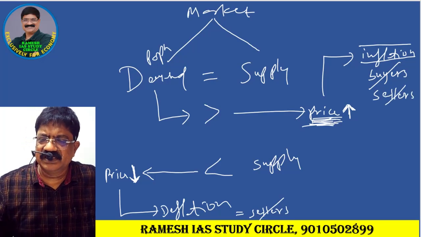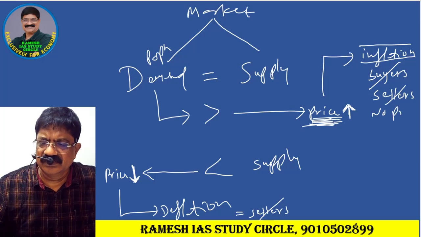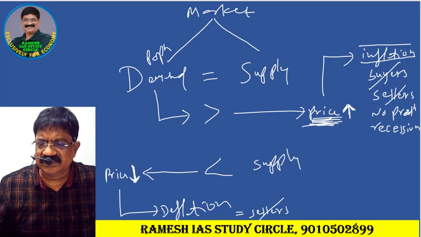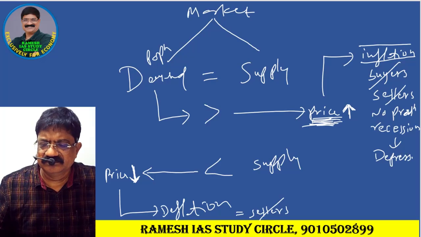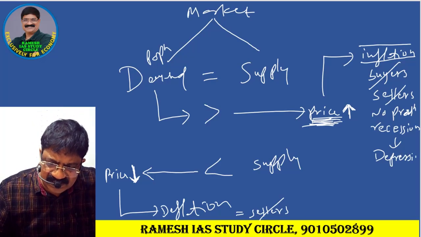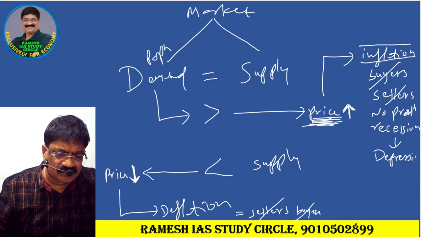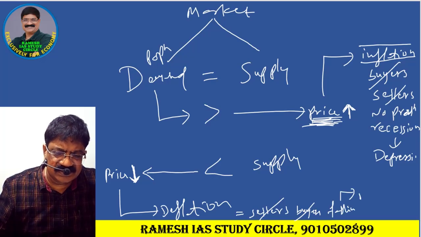The sellers disappear, no production, production falls down, then recession. Then the next severe step: recession leads to depression, isn't it? Here also, when sellers disappear, buyers also disappear. Buyers disappear, production falls down. Production falling down is recession. When you don't control it, recession leads to depression.